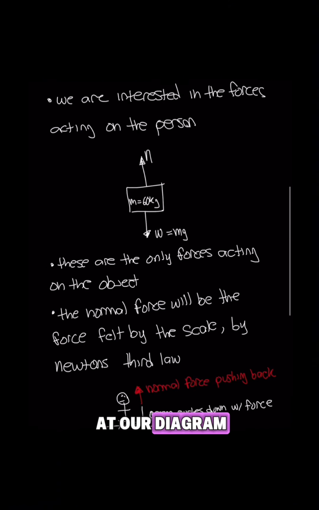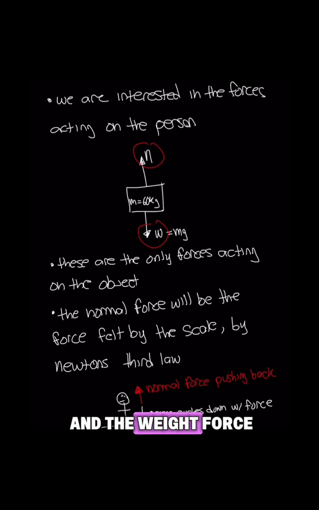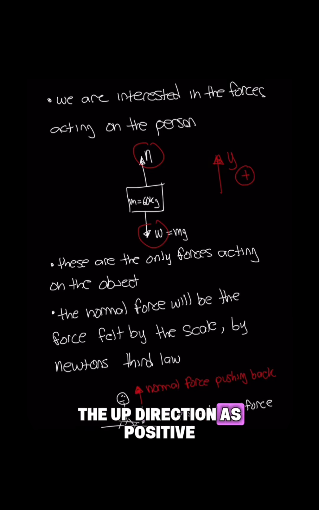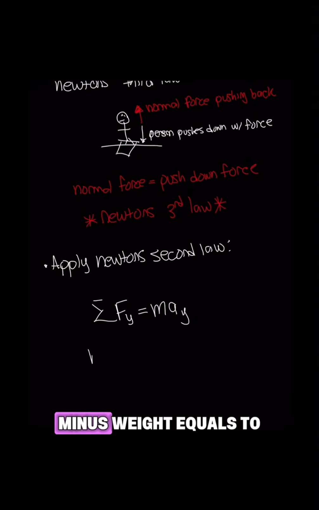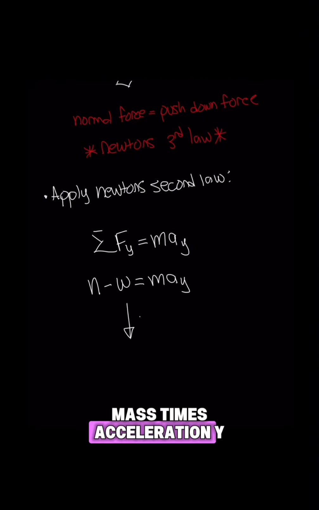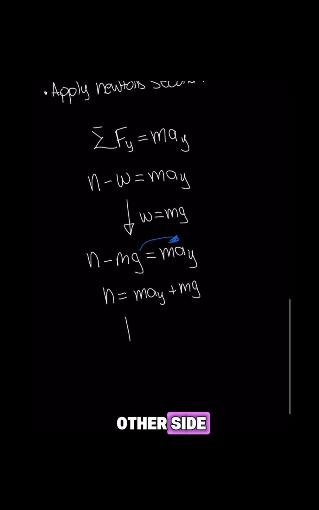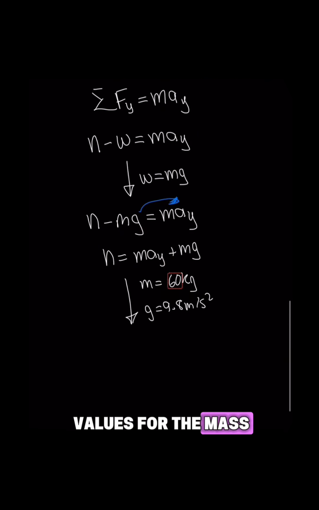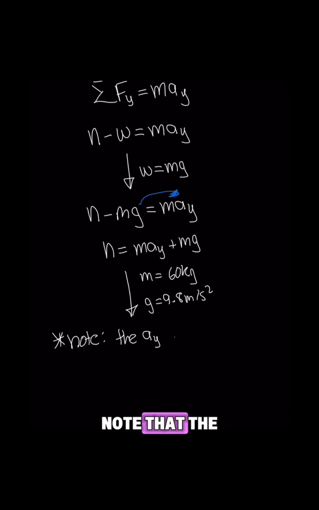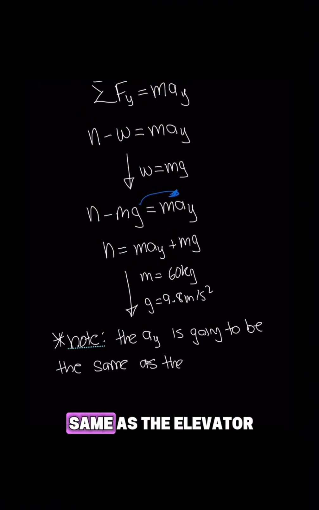And if we look back at our diagram, we can see that the two forces acting on the object are the normal force and the weight force, and we can define the up direction as positive, so it's going to be normal minus weight equals mass times acceleration in the y. And we can plug in weight equals mass times gravity. We can bring it to the other side and plug in our known values for the mass and the acceleration due to gravity. Note that the acceleration in the y is going to be the same as the elevator.